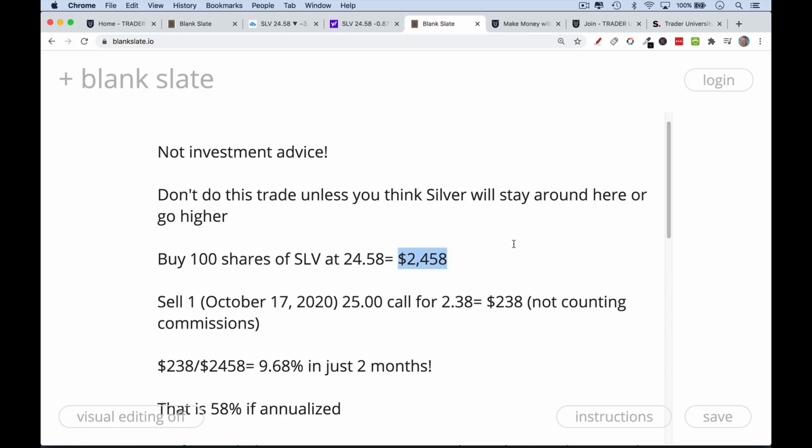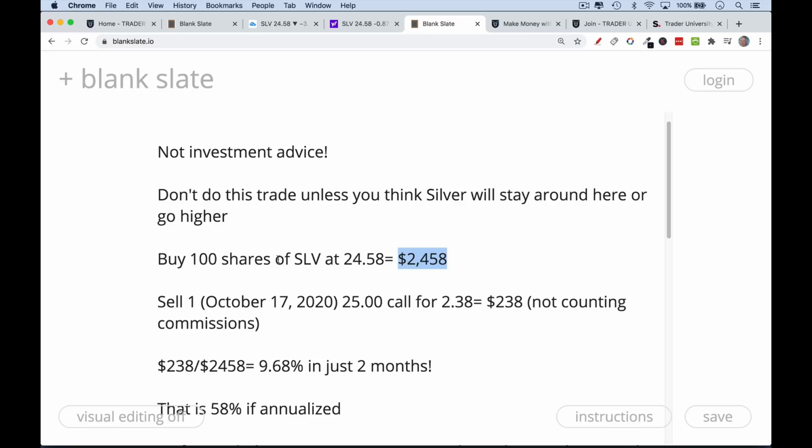So we'll buy 100 shares of SLV, and the reason we buy 100 shares is that each options contract, each call contract, covers 100 shares. So if you want to do this with 1,000 shares, you would buy 1,000 shares, and then you would sell 10 calls. I'm doing sort of the smallest version that one can do. Obviously, if you do 100 shares of gold, it's going to be much more. You're going to need much more capital in your account.